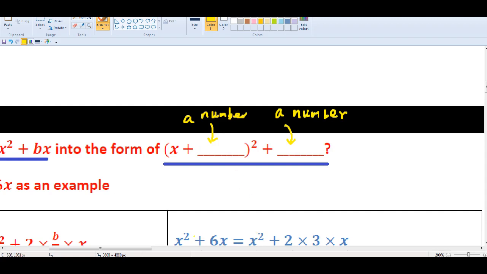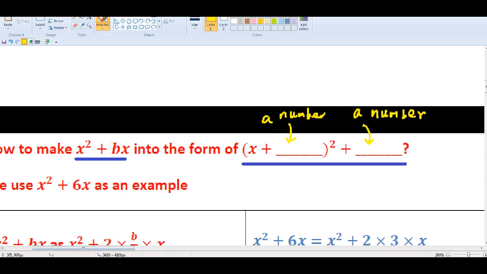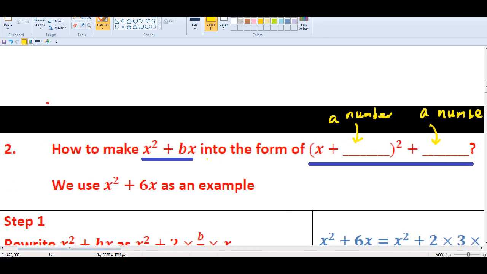So can we convert these two terms, x squared plus bx, into something we call x plus a bracket, squared, plus another number? The process of converting x squared plus bx into this form is what we call the method of completing the square. So the process is called completing the square.